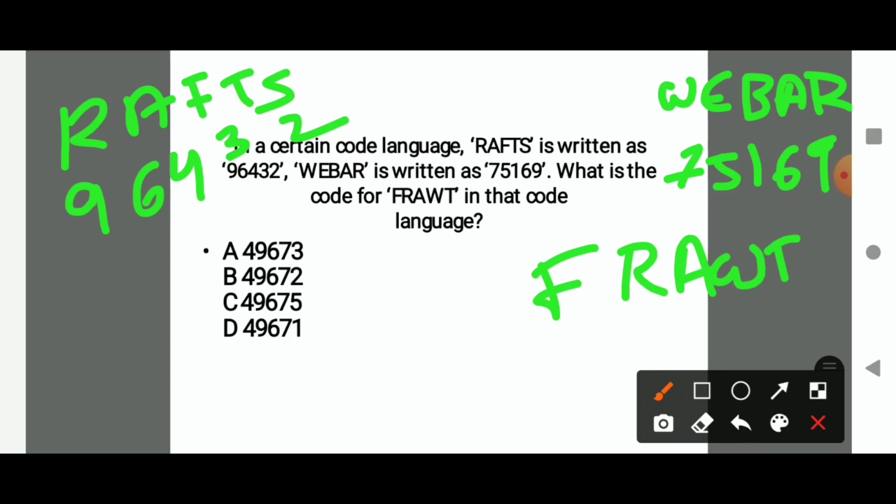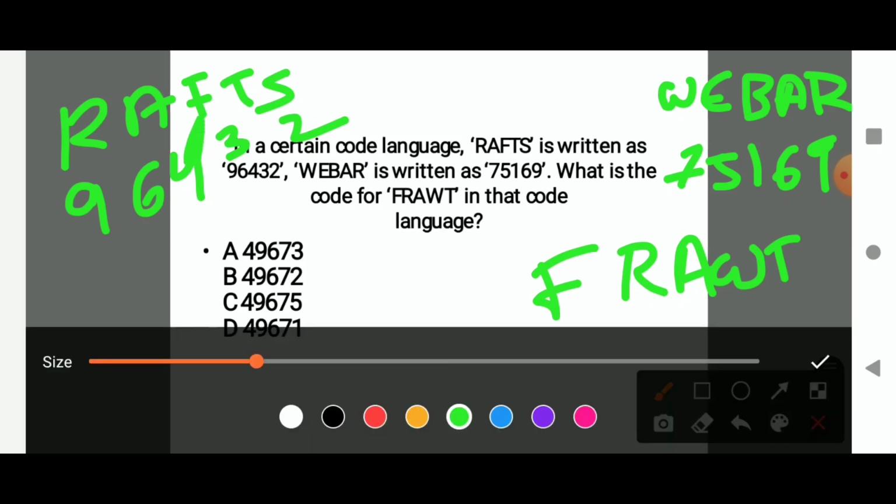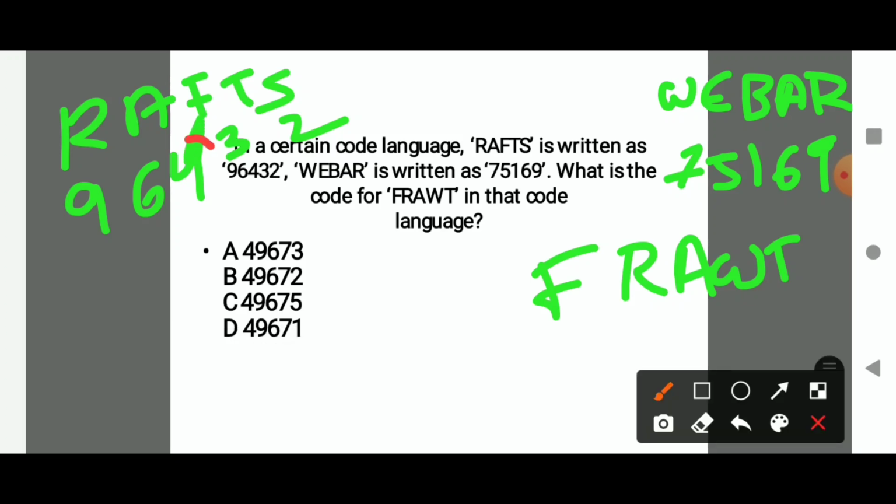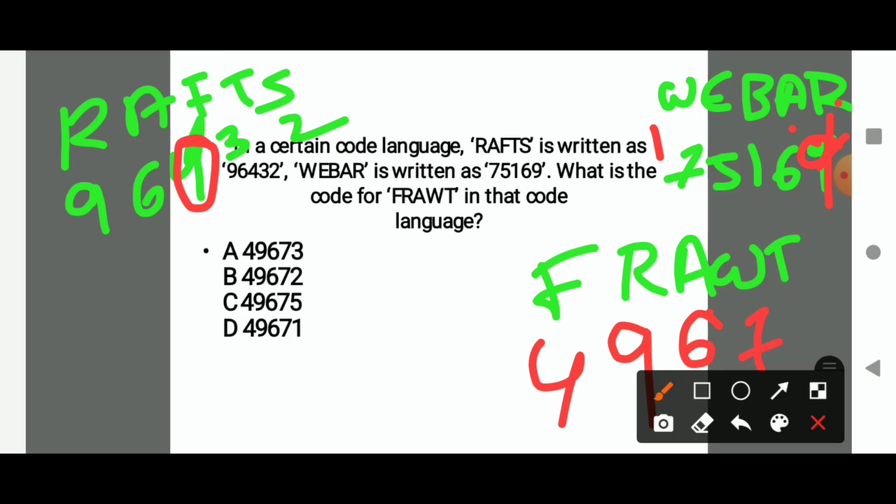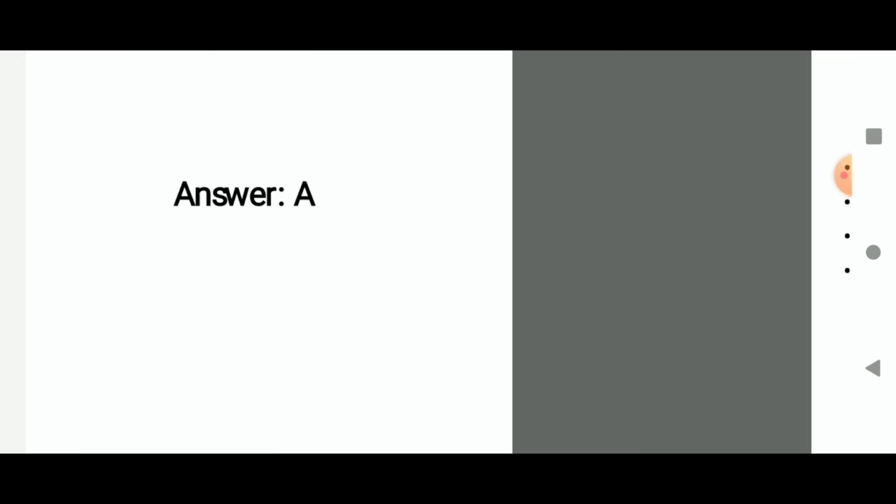Here F is coded as 4. Let us show in different color. F is coded as 4. R is coded as 9. A is coded as 6. W is coded as 7. T is coded as 3. So the code is 49673. Option A will be the correct answer to this question.